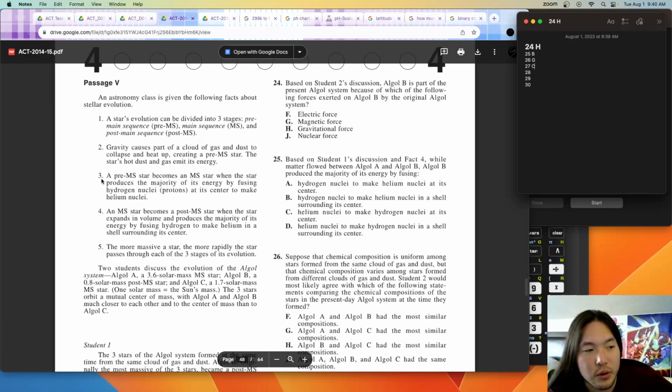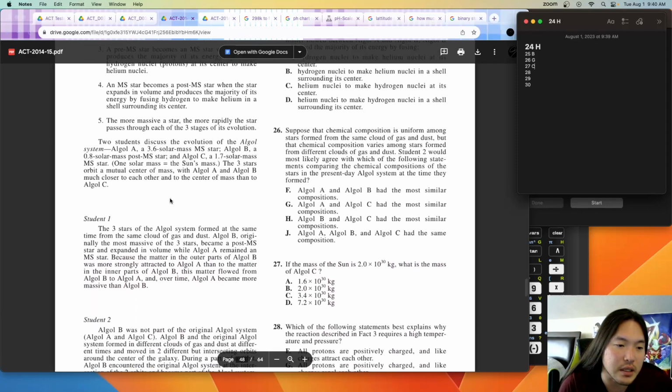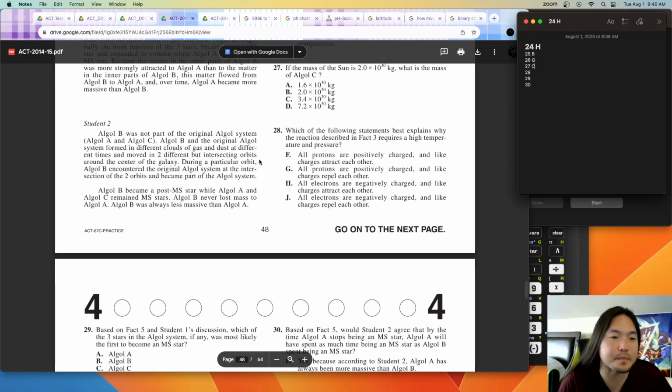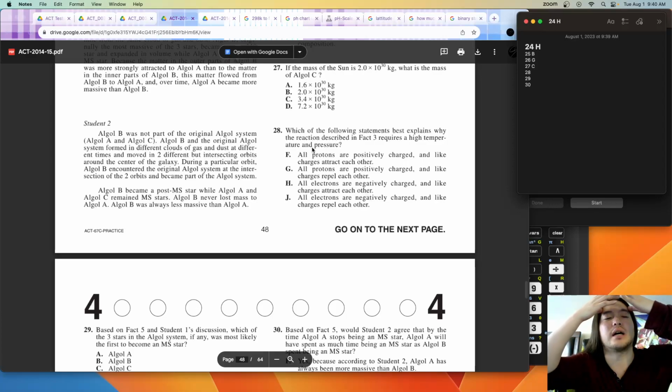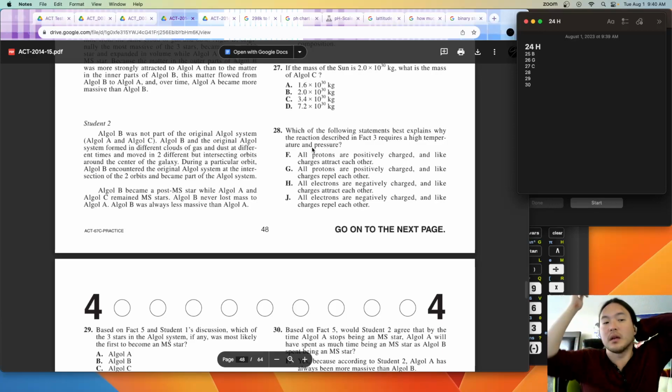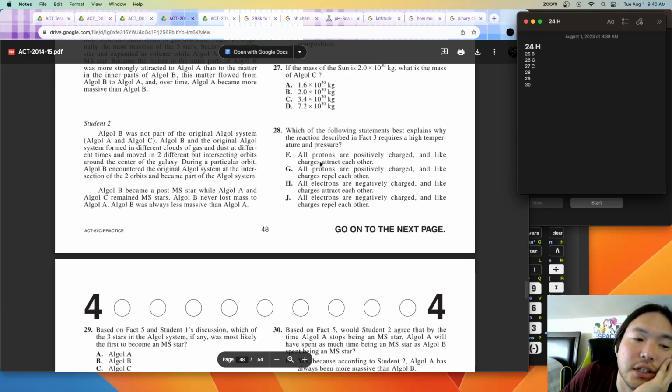Okay, this is like the normal star part, right? A star is a flaming ball of fire in space because it's fusing hydrogen in the center. This is just a star. Okay. Why does the reaction require a higher temperature and pressure? What do you mean? F. All protons are positively charged and like charged charges attract each other. F is obviously wrong, right?